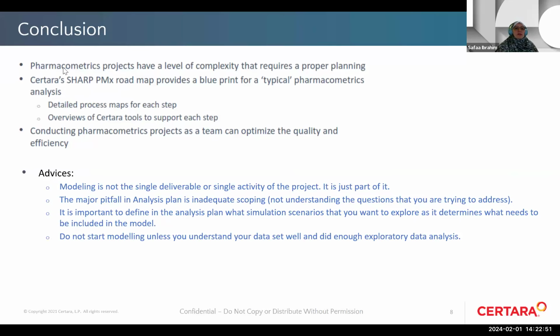So in conclusion, this part, a pharmacometrics project, has a level of complexity that requires proper planning. Certara's Sharp PMX roadmap provides a blueprint for a typical pharmacometrics analysis. So it's a detailed process map for each step, and each step is supported with its relevant tools. Conducting a pharmacometrics project as a team can optimize the quality and efficiency. So it can provide good quality work and quick work as well, for the sake of time.